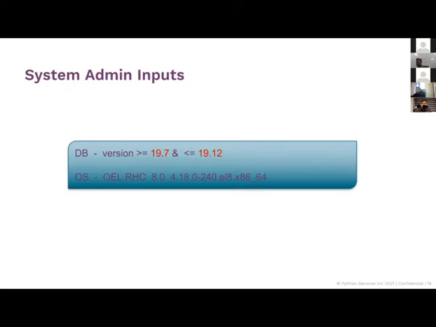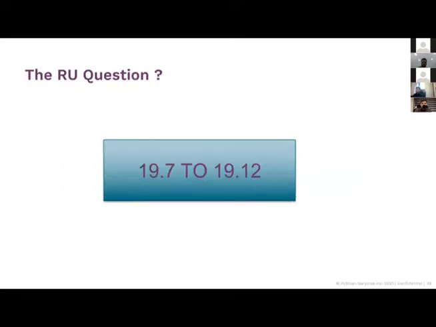So in that case, you've now fixed your OS, right? You want to be on OEL, RHC 8.0, and the entire kernel thing. Now you only have one variable left. That's your database version, and that can be anywhere between 19.7 to 19.12. Now, how do you choose that? How do you funnel this information? You've got 4 or 5 minor versions to choose from. So that's your RU question, which RU to be on.